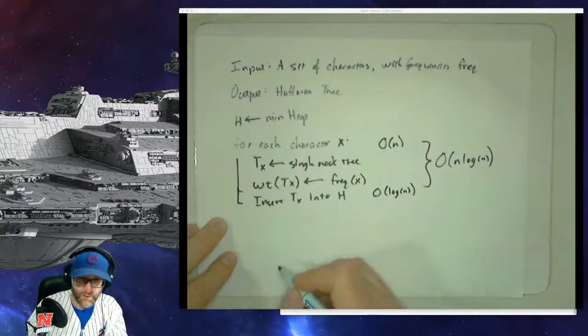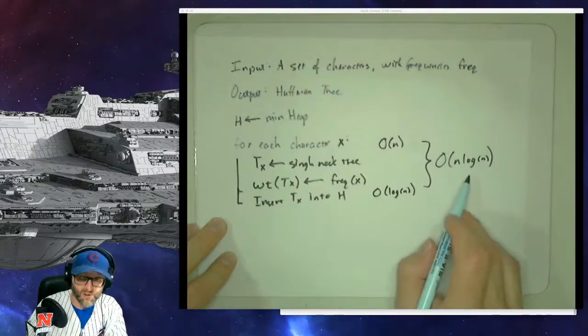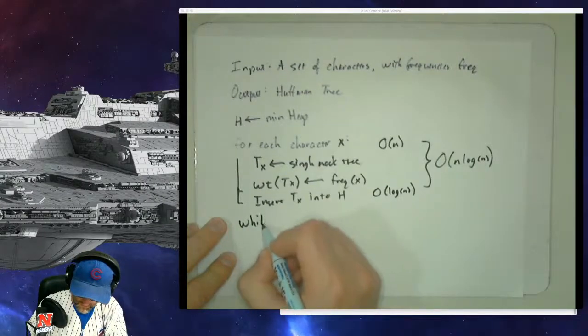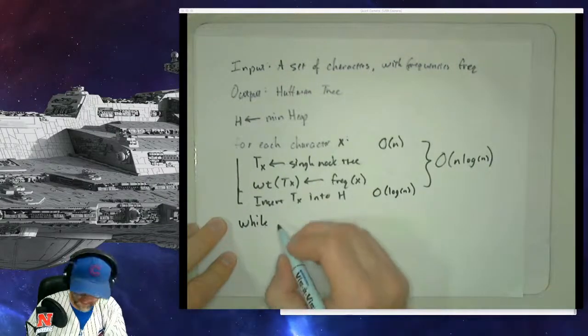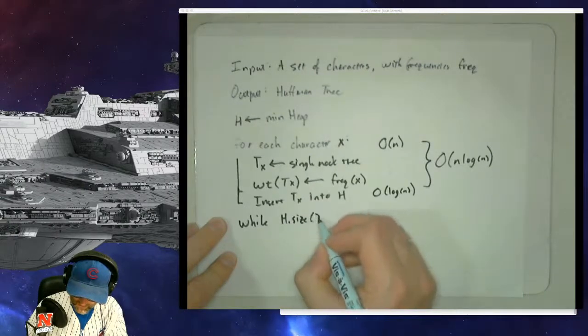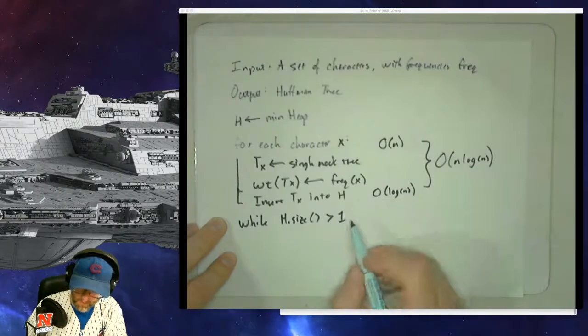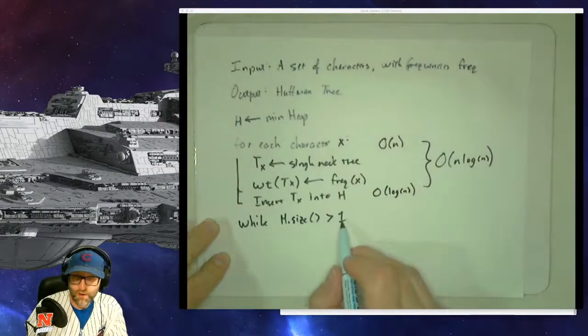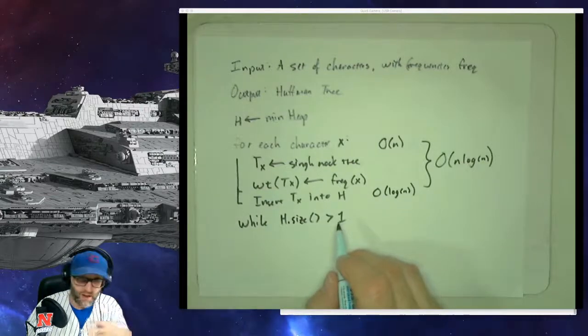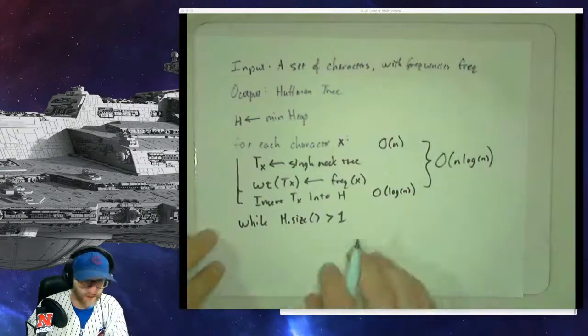Hopefully, the rest of our algorithm here is no worse than this over here. Okay. So while the size, h dot size, is greater than 1. Once it hits 1, then we can simply take the last. There's only one thing in the heap. That's our tree. That's our Huffman tree. We can take that out and return that. And that's what we'll do at the end over here.